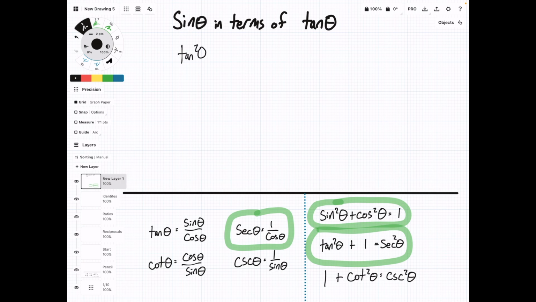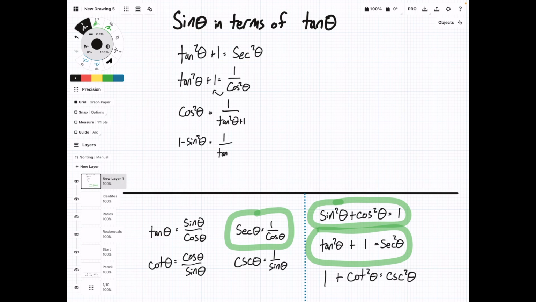Start off with tangent squared theta plus 1 equals secant squared theta. And we're going to rewrite secant in terms of cosine. So this becomes tangent squared theta plus 1 equals 1 over cosine squared theta. Then we're going to get the cosine squared on one side, so we're going to multiply over, and then we're going to divide by tangent squared theta plus 1. Now we can use this identity to rewrite cosine squared theta as 1 minus sine squared theta equals 1 over tangent squared theta plus 1.